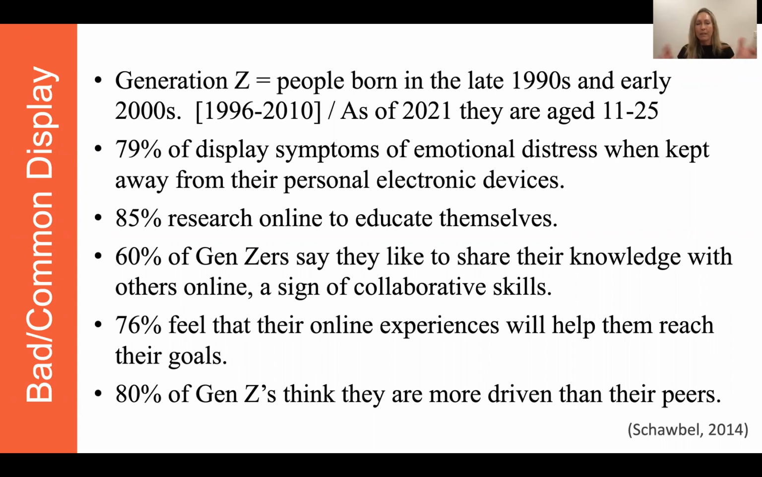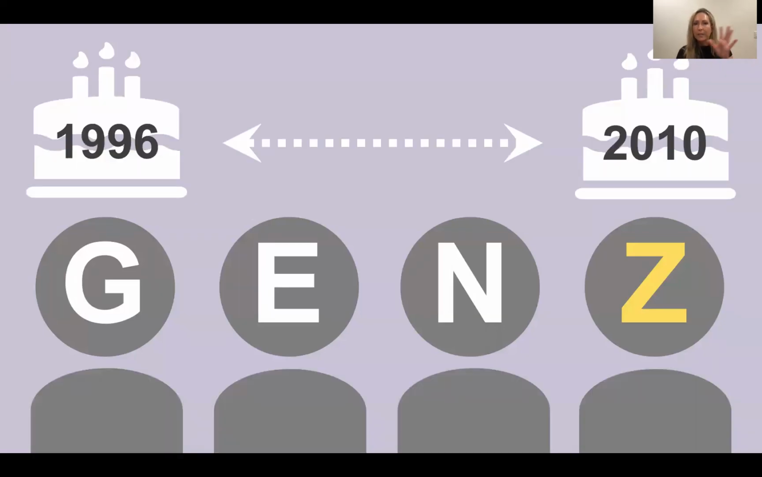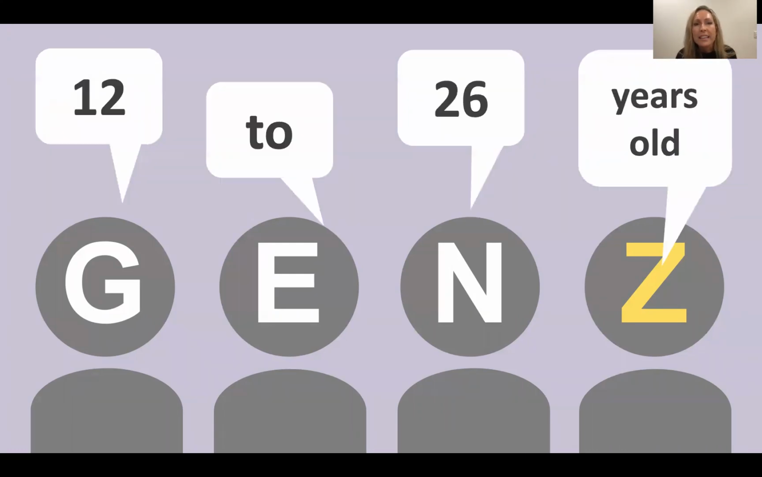For example, if I were presenting this data to college professors about Generation Z students, I wouldn't show this. Instead, I would tell them, you know what, we're going to talk about Generation Z for a little bit. I would ground them. I would say these are people who were born between 96 and 2010. And so they're anywhere from 12 to 26 years old, which means a lot of them are in college right now. Well, what do we know about them?